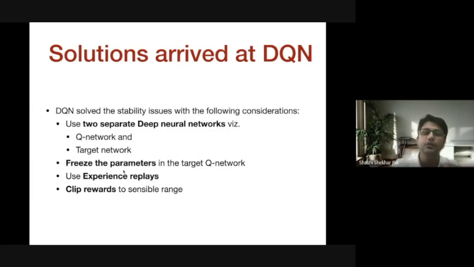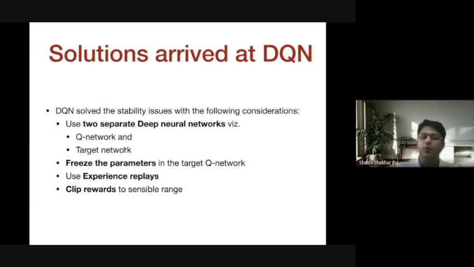Then they use something called experience replay. I'll tell you more about it. Experience replay was used to break the successive correlation among the samples that you are collecting from the environment by executing actions and states. This consecutive sequence of samples that you're receiving, to break the correlation among them, they use experience replay. We'll discuss that. And obviously the third problem that we had was with the scale, so they clip the rewards to a sensible range of +1 and -1. The last one is easy.